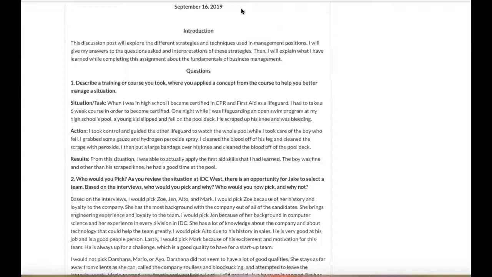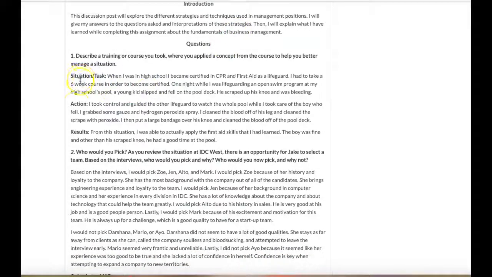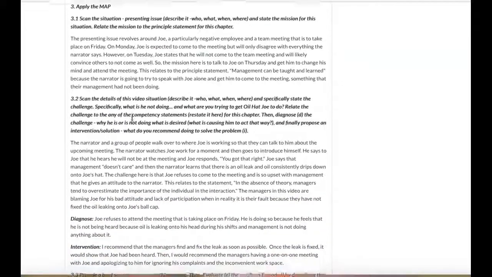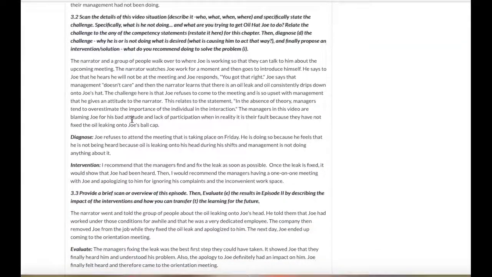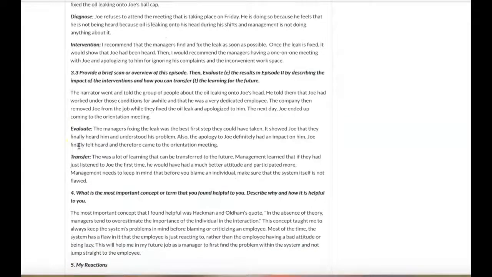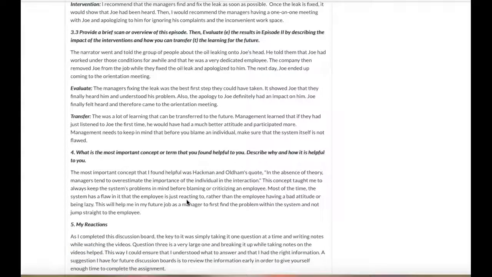Start off with Julia from the BYP group. Nice job, Julia. She's the best practice on individual posts for this module. Notice how she used STAR and clearly marked it in bold, and she's got her narrative, and then her discussion on IDC West. She comes down to the Oil Hat Joe scenario, and she applied the DIET process, and once again was clear in marking that. Then she talked about an important term or concept, and for her it was the systems approach to an organization. And then her reaction. So she did a good job.